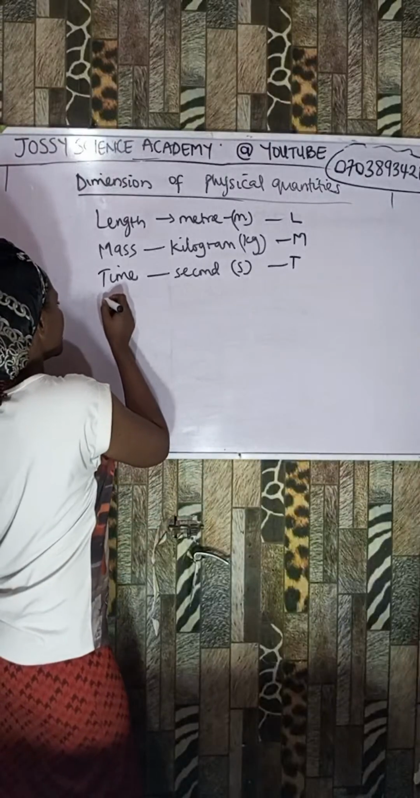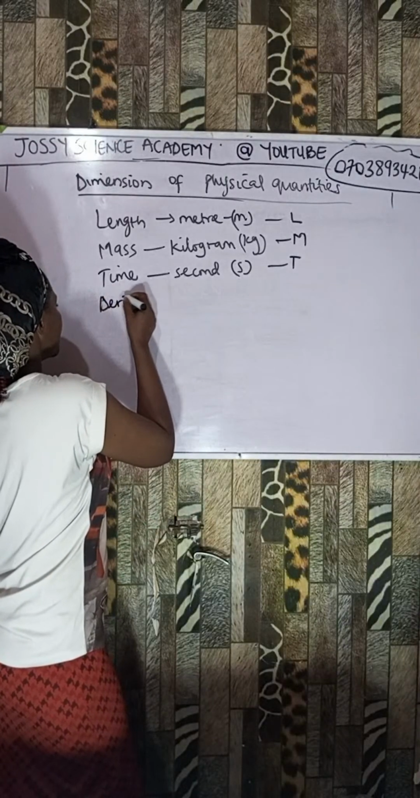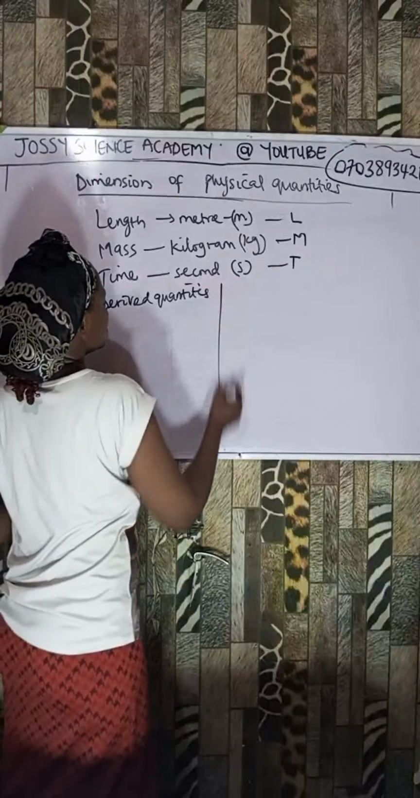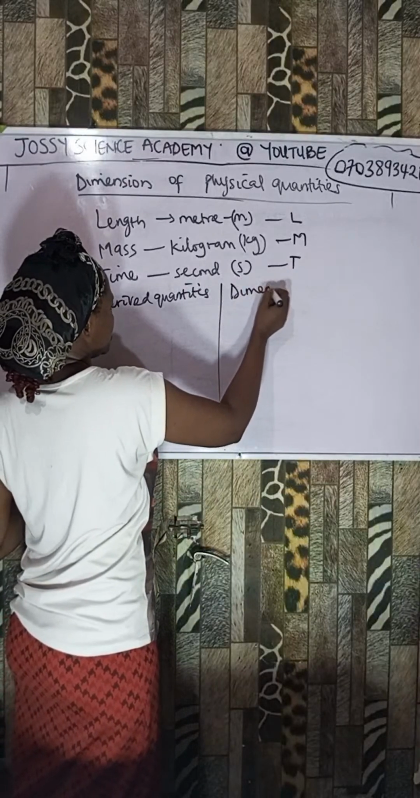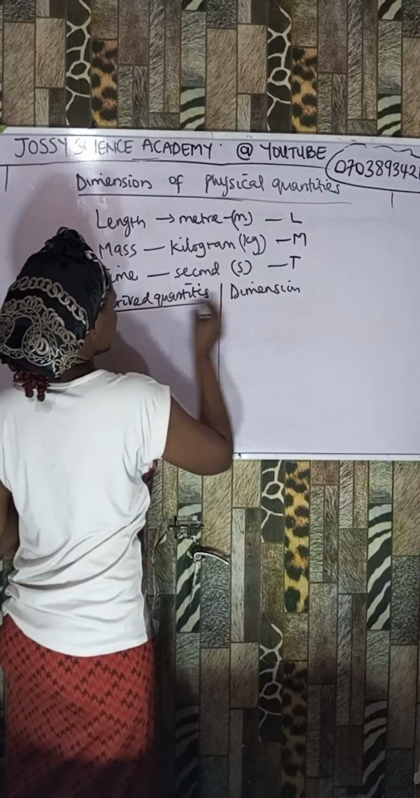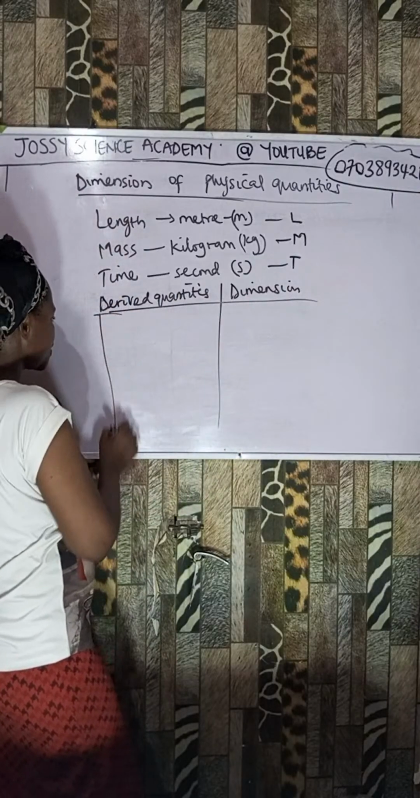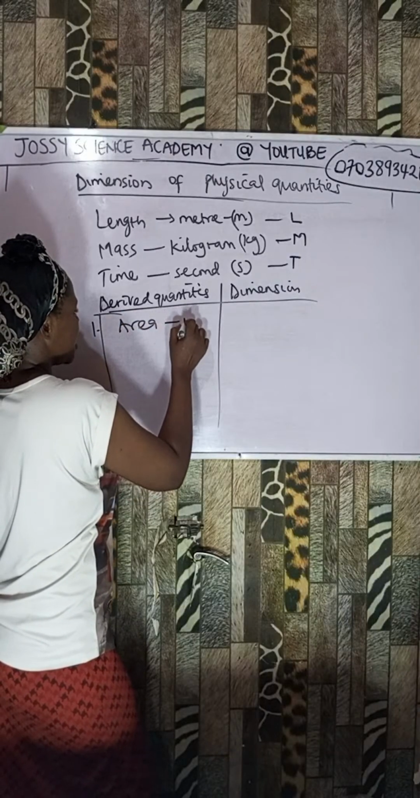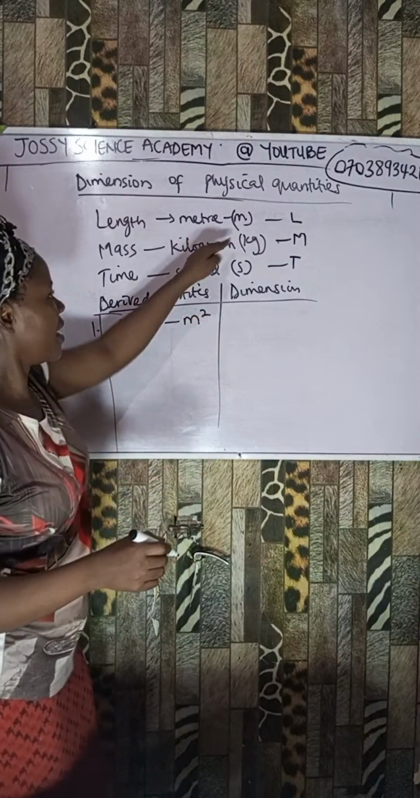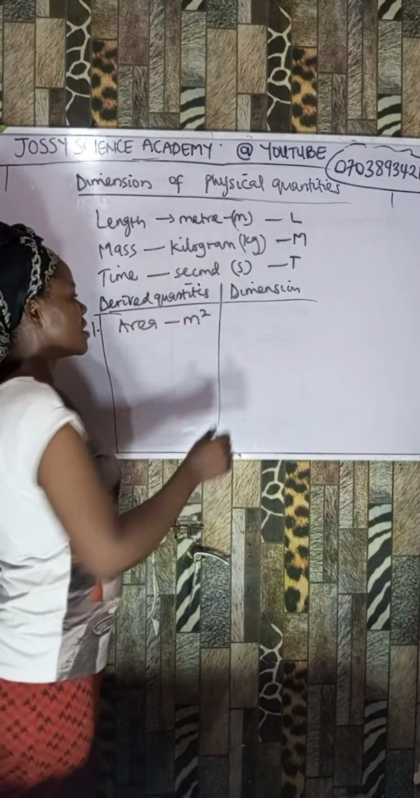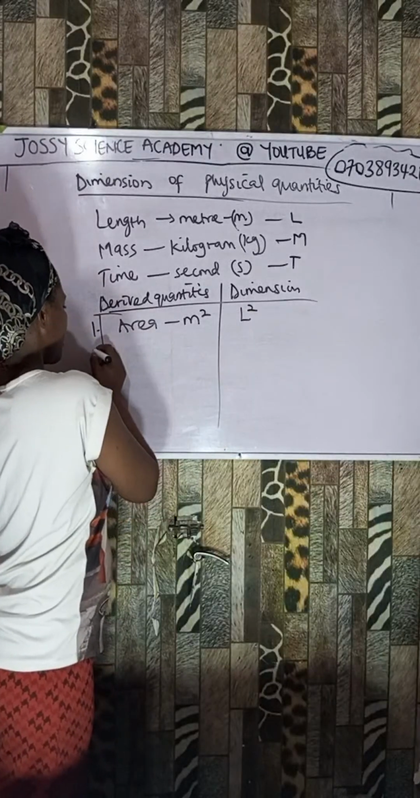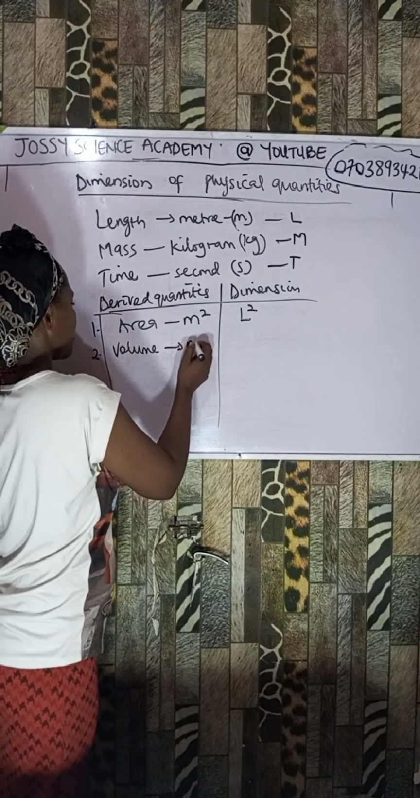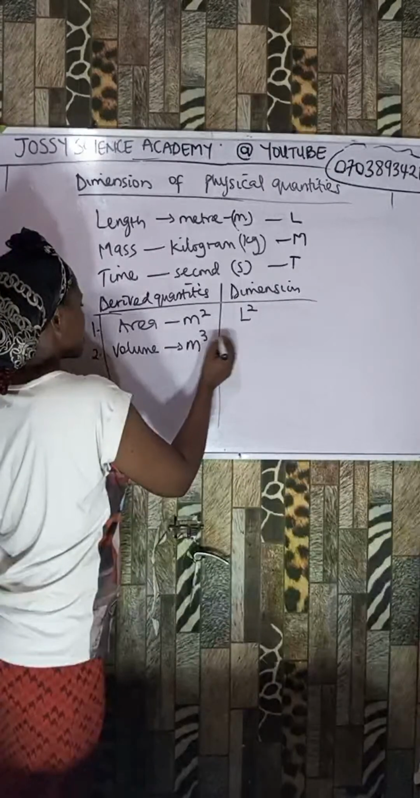For example, let me say this is derived quantities, and this is dimension. Now I can start with the first one, which is area. Unit of area is meter square. Anywhere I see meter, I'm going to write L. So this is L square. All right. We have volume. Unit is meter cube. So I have L cube.